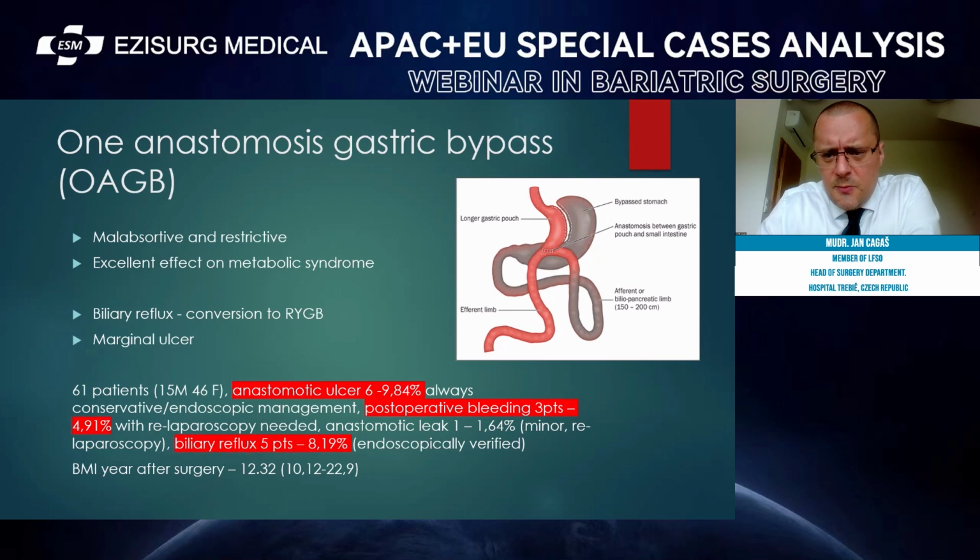However, we always were able to treat it conservatively or endoscopically. We never had to do any surgery. In case there is biliary reflux, we opt the patient for conversion to Roux-en-Y. Then it's quite easy because we just cut off the biliopancreatic limb and perform the anastomosis a bit distally.